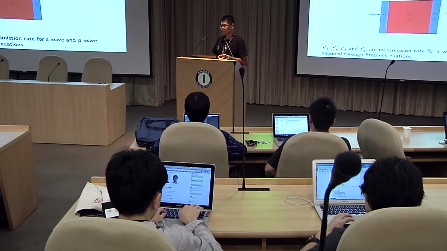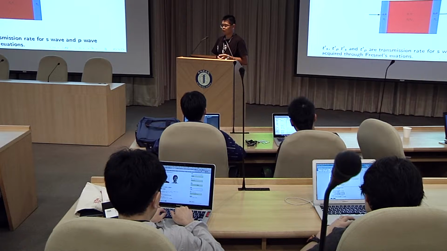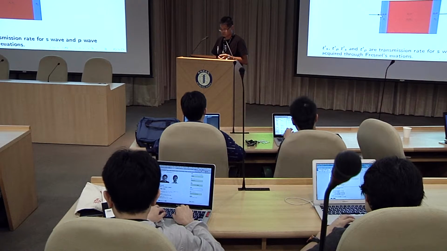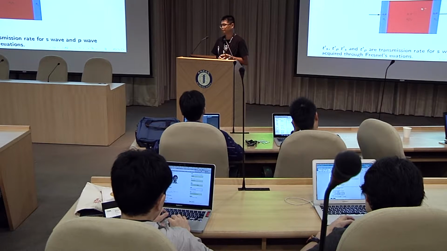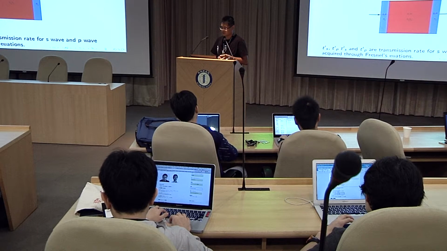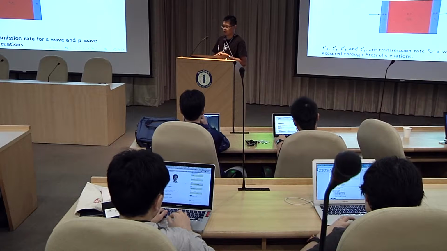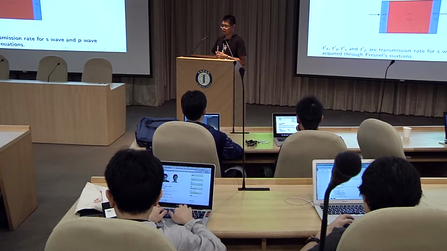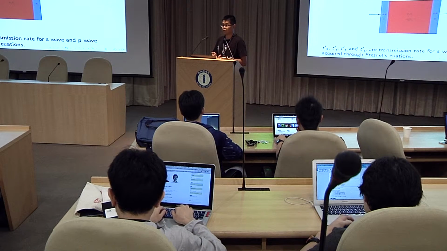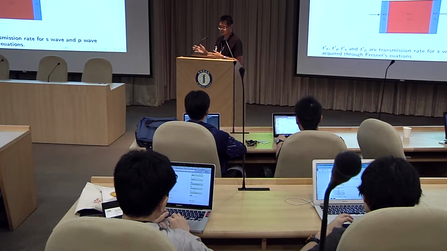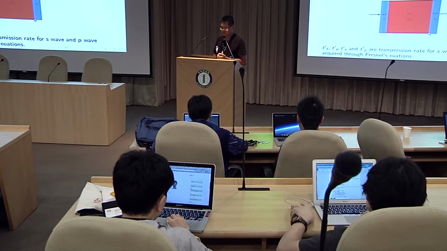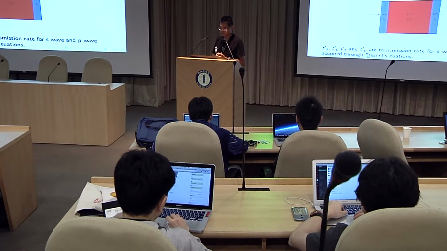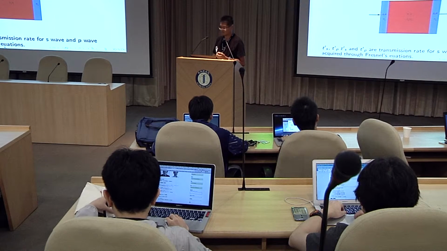This is a Jones vector for the incident light, and when it propagates through an interface into this material, some of the light will be refracted and reflected. There will be S wave and P wave, and they have different transmission rates. The transmission rate can be obtained from these Fresnel equations.